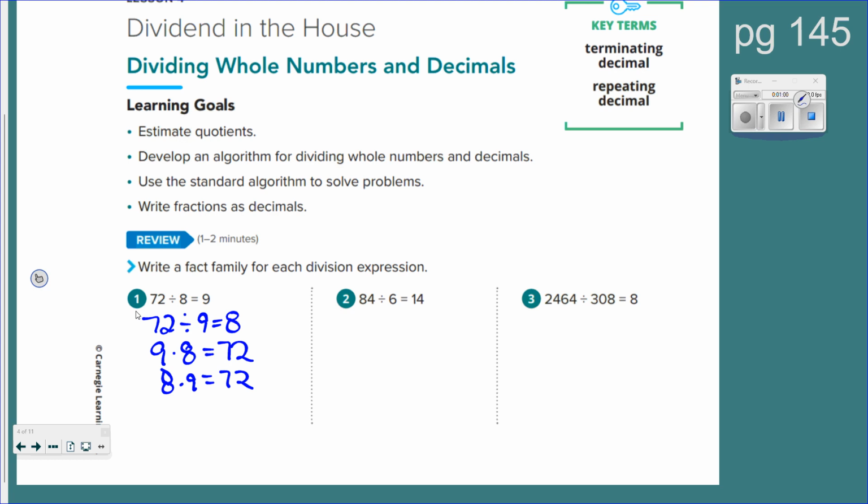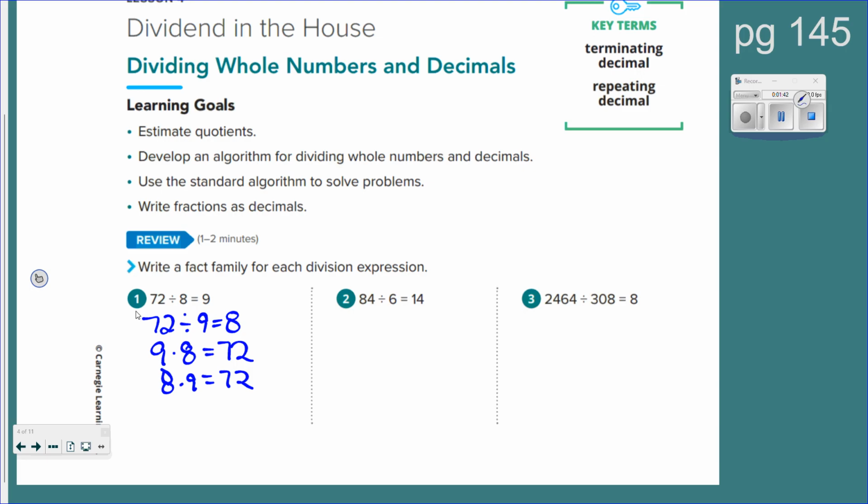Guys, fact families, they have the same family members: 8, 9, and 72. Why does it work with these problems? Because I can't say 8 plus 9 is 72. Why does this work? Yes. What's the mathematical term for opposite operations? Danielle? Inverse operations. Yes?